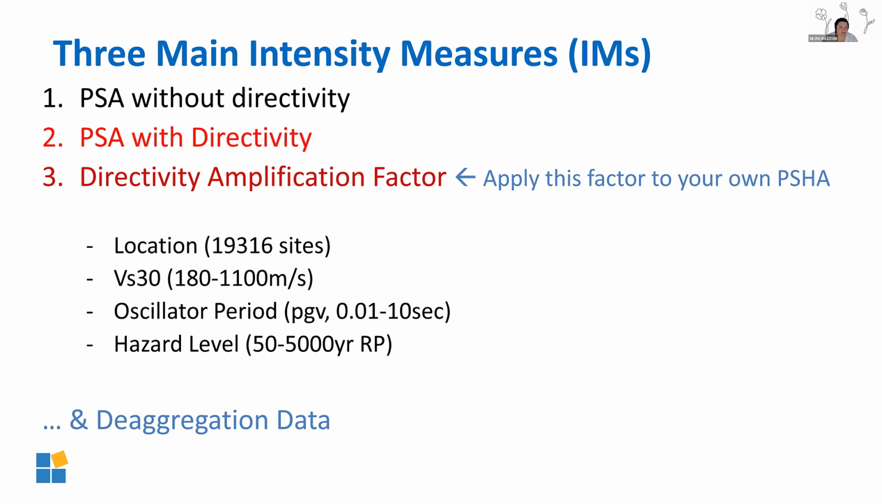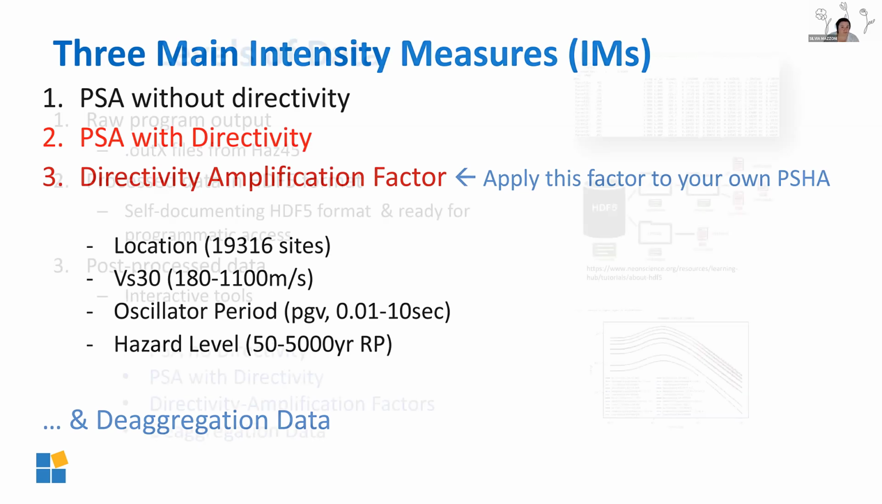The data is broken down into these 19,000 sites. We've got different data for VS30, oscillator periods, and the different hazard levels. And so I have these intensity measures broken up and grouped by locations, as well as by different data sets. And I also post-processed the deaggregation data. And all this, Linda has already talked about and shown you.